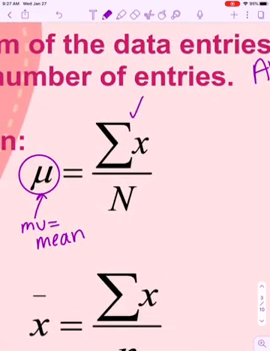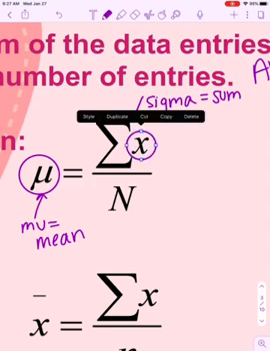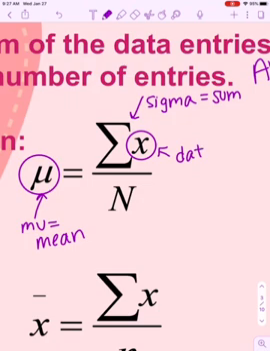This sigma, we've talked about that a little bit. So sigma, that's a capital sigma, means to sum, right? To add up. And so you're going to add up all of your data entries. Your x's are just your data entries. So x's are your data points. So you know how to find average. This is just a fancy way of writing it. So to find the average, you add up all of your data points and then divide by N, which is your population size.